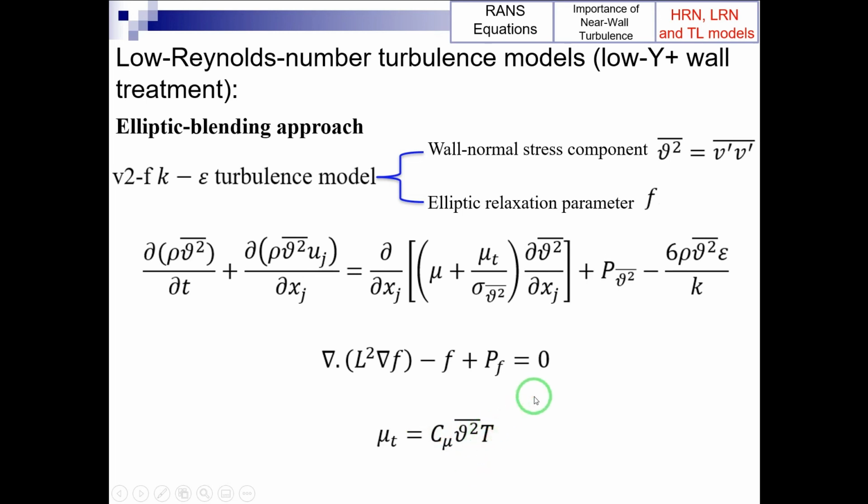The V2F model is designed to capture near wall effects. It is known to capture the near wall turbulence effects more accurately, which is crucial for the accurate prediction of heat transfer, skin friction, and flow separation. But it is still an eddy viscosity model far from the wall. Further, it is computationally expensive since it solves 2 additional transport equations.